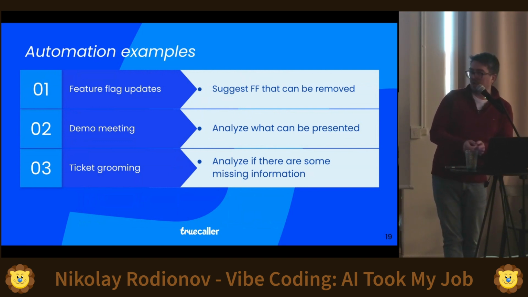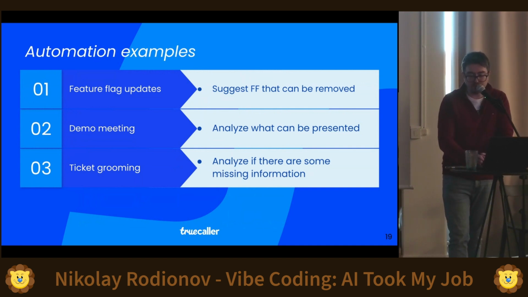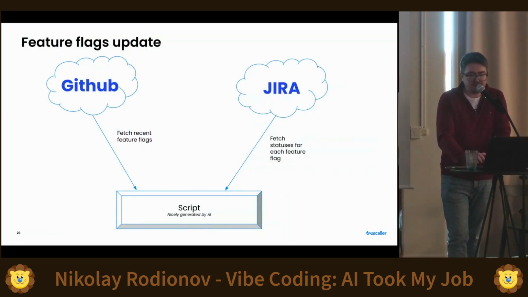I need to know what stuff was done recently in the past 2 weeks. And I need to understand, can it be presented inside the team or not? And the same for ticket grooming. So I created very easy scripts for checking, for example, feature flag statuses. Before that, I was doing this manually.